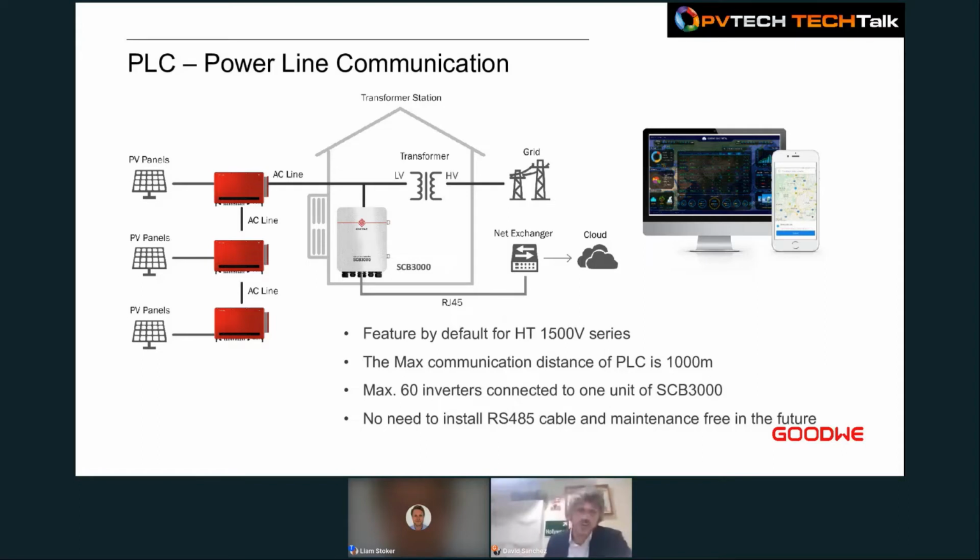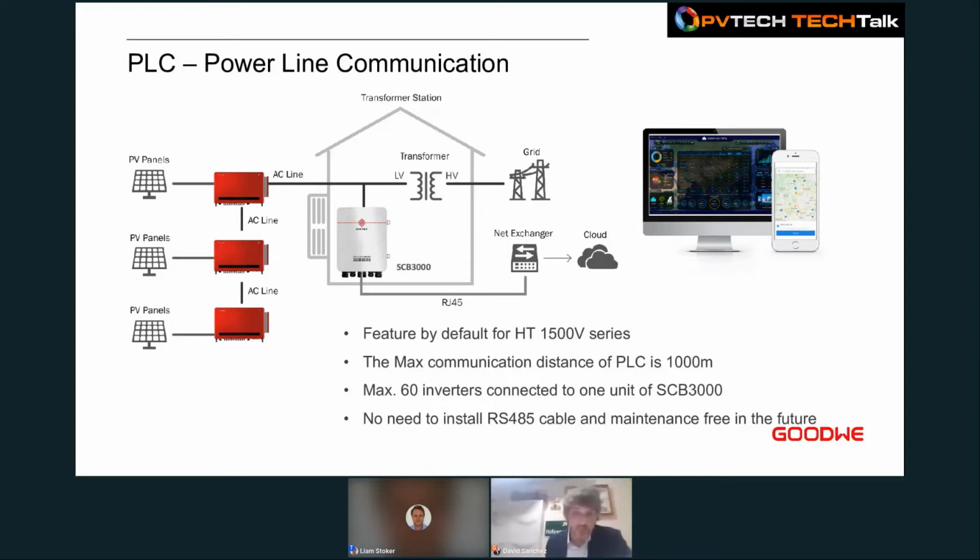Why? Because all the inverters will have what is called the PLC feature, which is basically every inverter will include a chip inside the inverter that will generate a high frequency signal. This high frequency signal will run through the AC cable. Okay, all the power will go to the transformer, and all monitoring will be filtered by the SCB3000, which is our communication box. Okay, so basically you will have string level monitoring without one single comms cable.